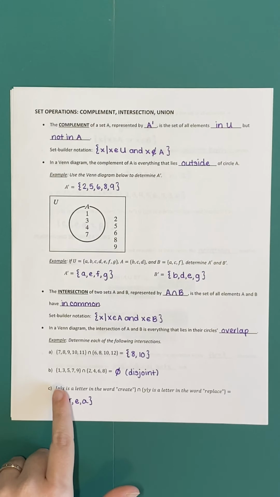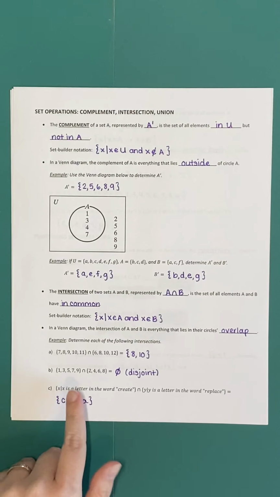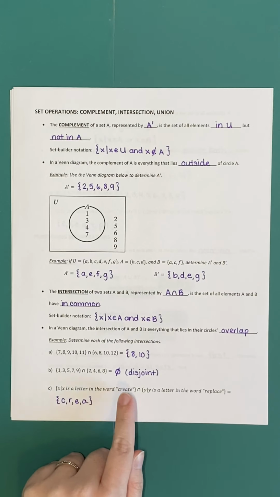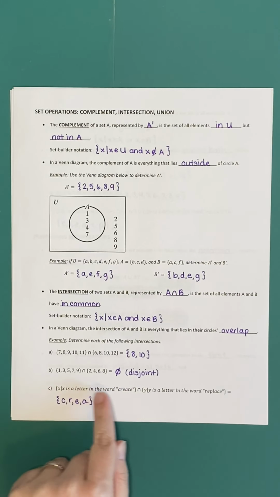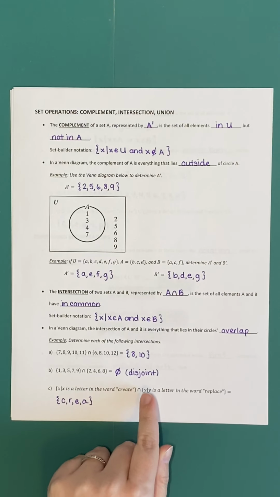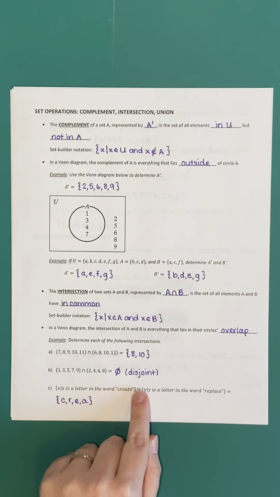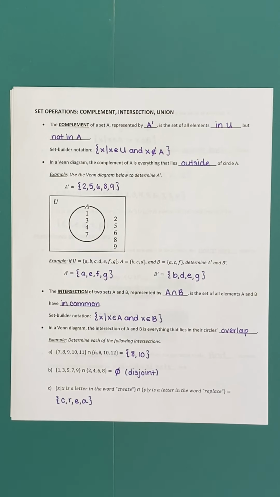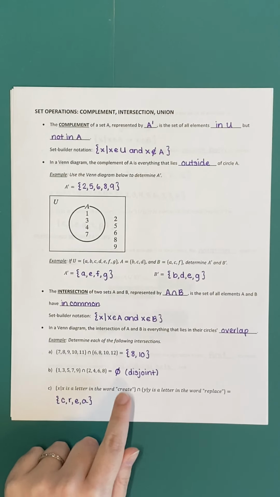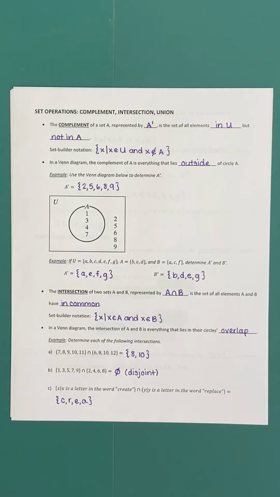So our first set is all X such that X is a letter of the word create. So any letter in here would be something that's in this particular set. And then the second set is all Y such that Y is a letter in the word replace. So we want to know what's the intersection of these two sets. Where do they overlap? What do they have in common? Well, since we have the words, we essentially have the contents written out anyway. So we can do the same kind of matching activity just using what we already have.